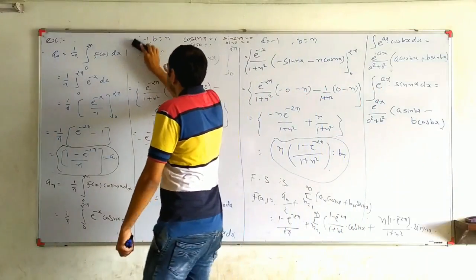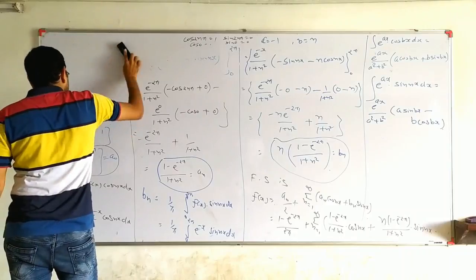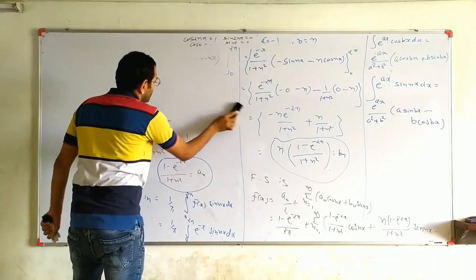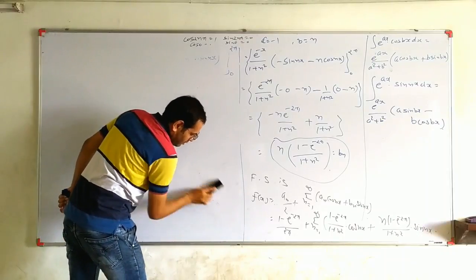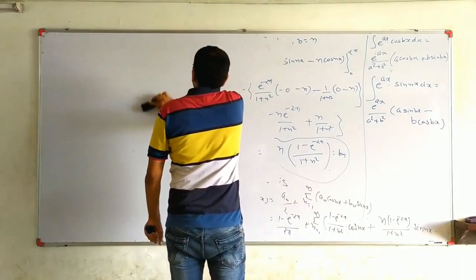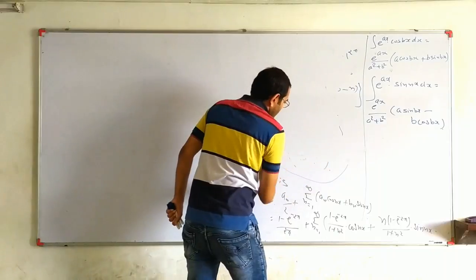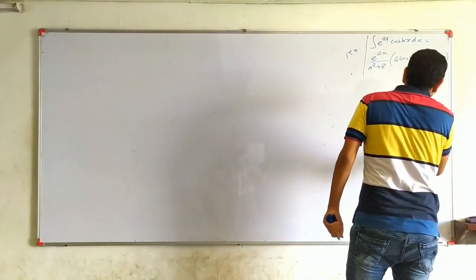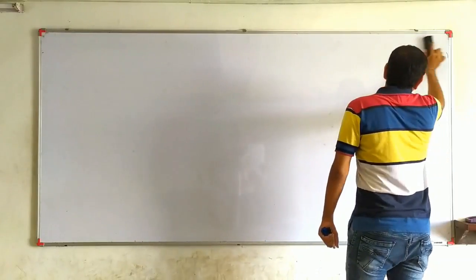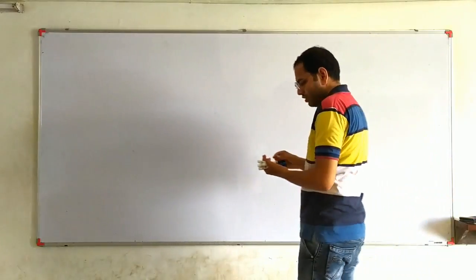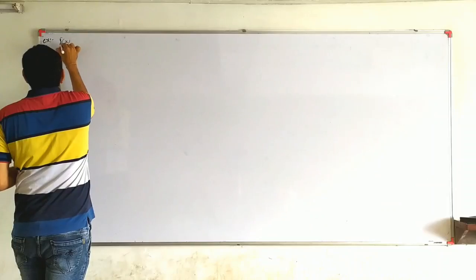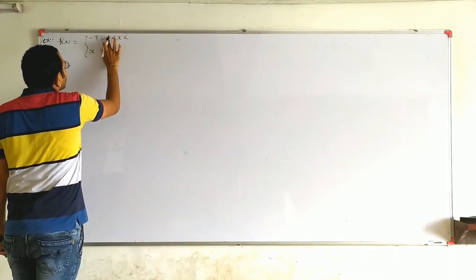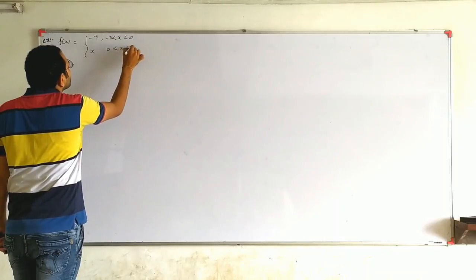Next example is to find the Fourier series of f of x equal to minus pi, x, with the interval of x being minus pi to 0 and 0 to pi.